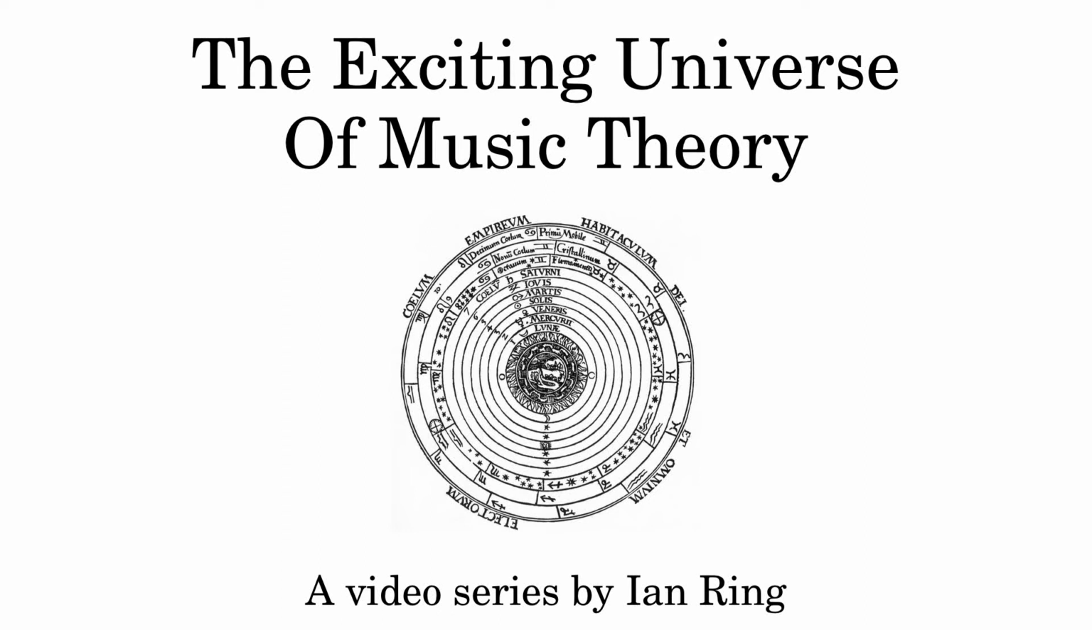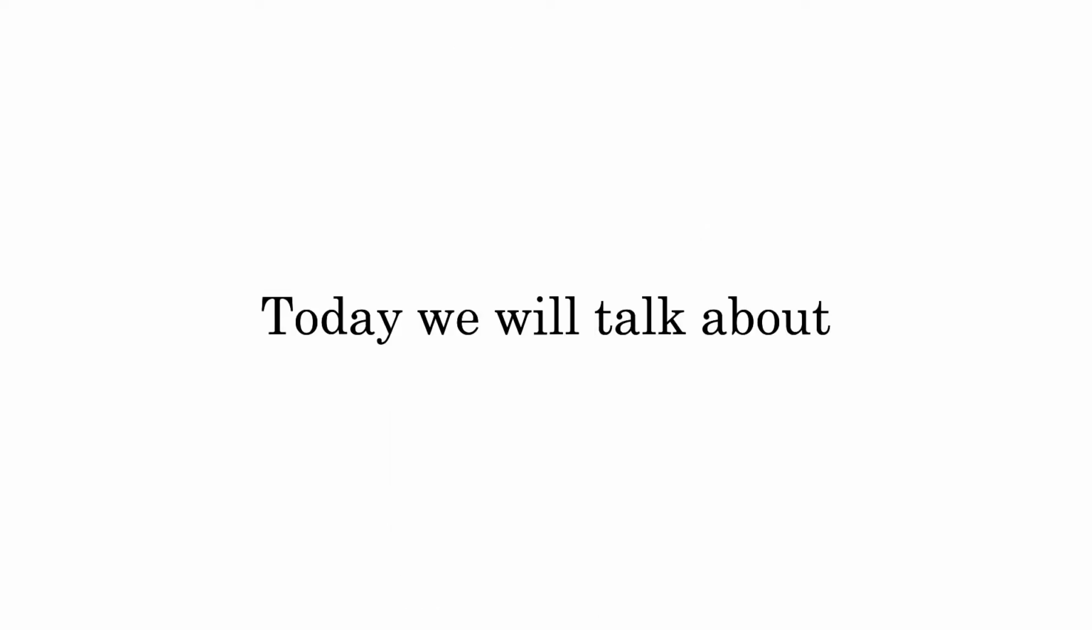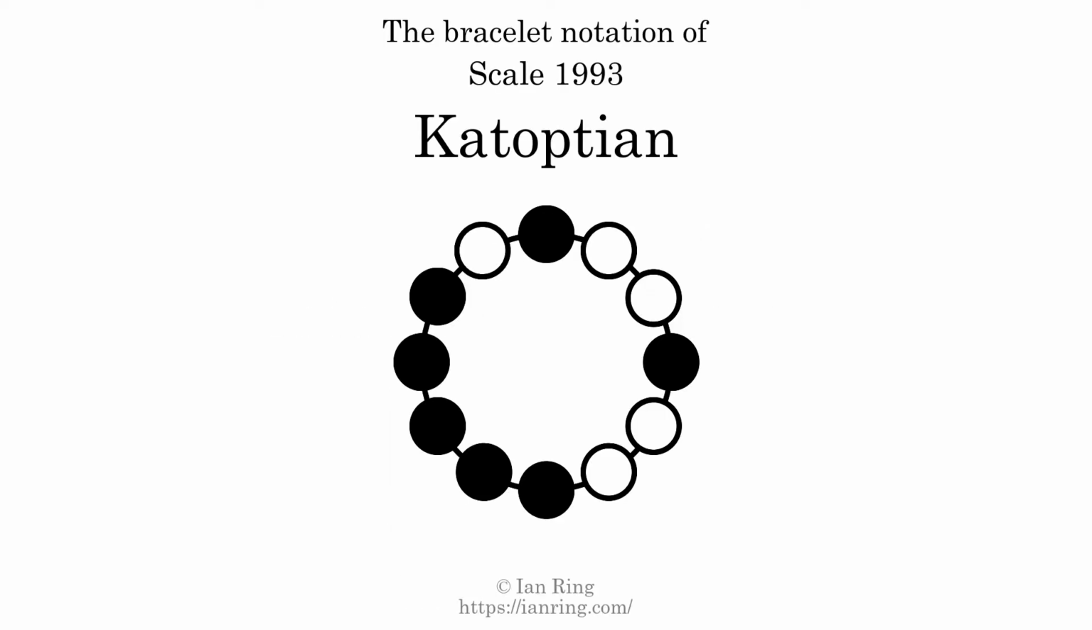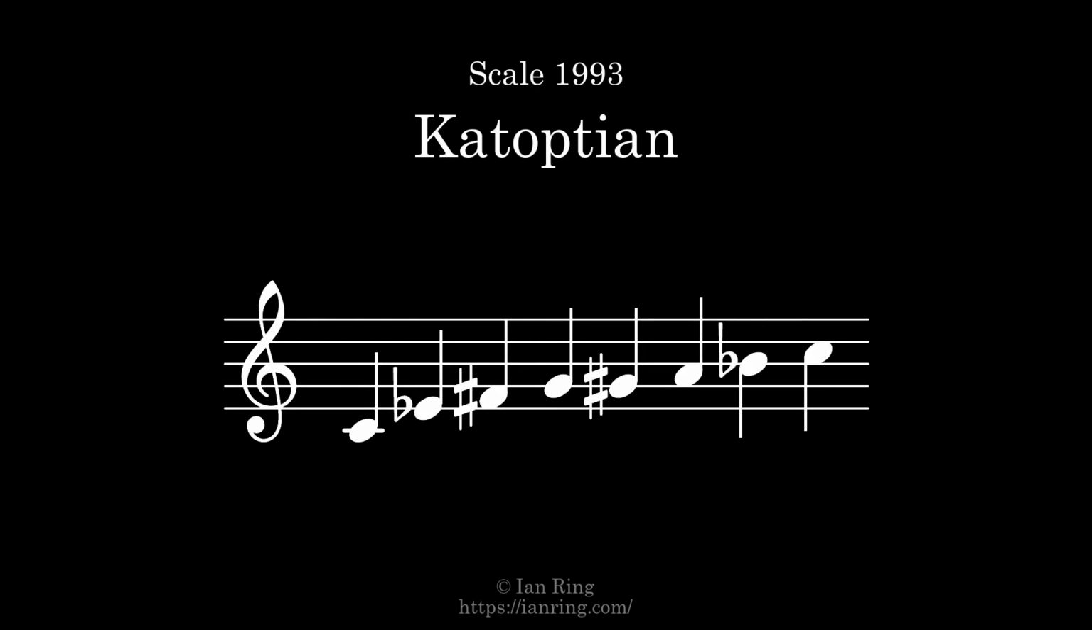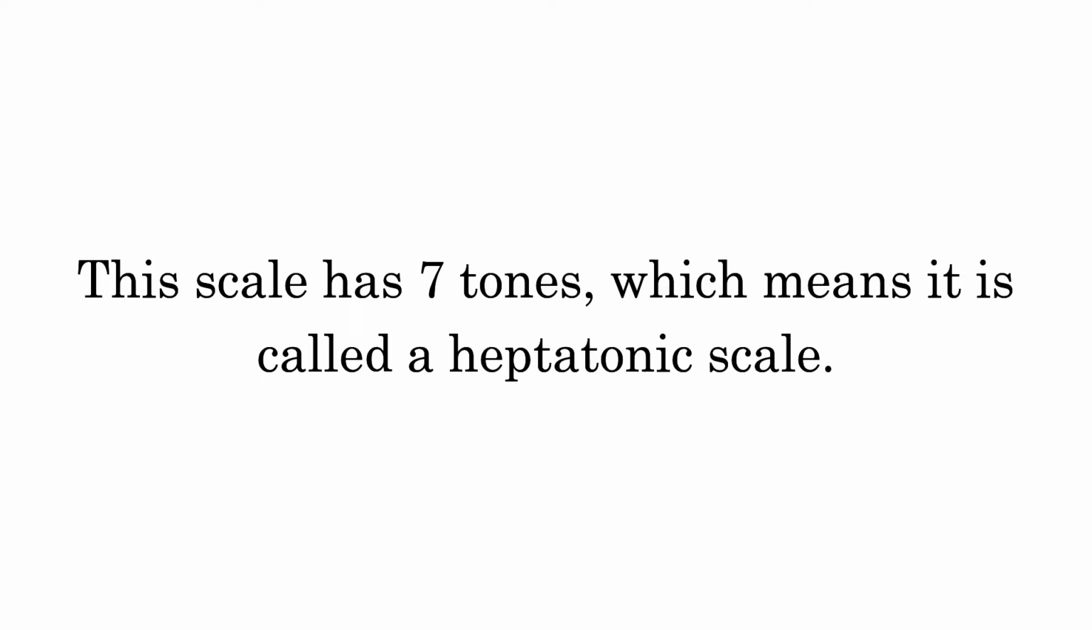Welcome to the exciting universe of music theory. Are you ready to learn? Then let's begin. Today we will talk about Scale 1993, Katoptian, which sounds like this. This scale has 7 tones, which means it is called a heptatonic scale.